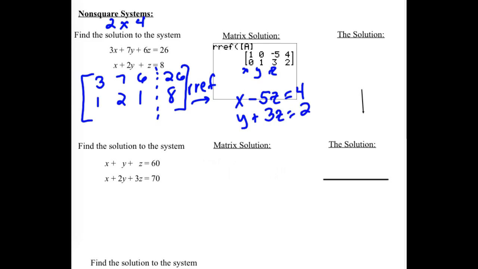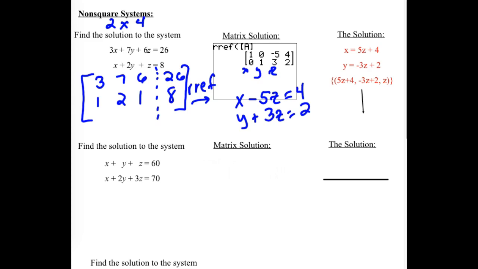Okay? So if we were to solve those for x and y, I'd have to add the 5z over, and I'd have to subtract the 3z in the second one. Okay? So what it's going to look like when I interpret it, I've got x equaling 5z plus 4. I've got y equaling negative 3z plus 2. Okay?